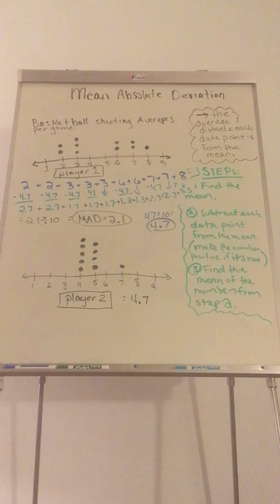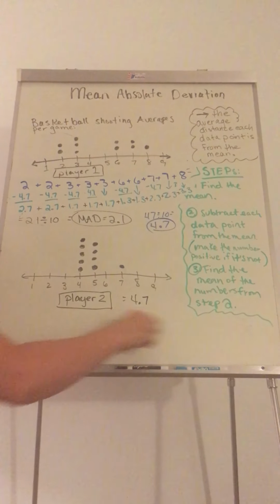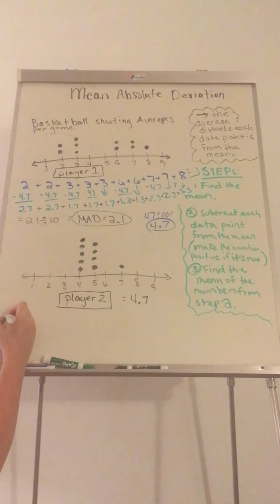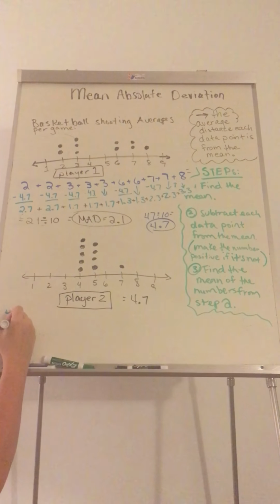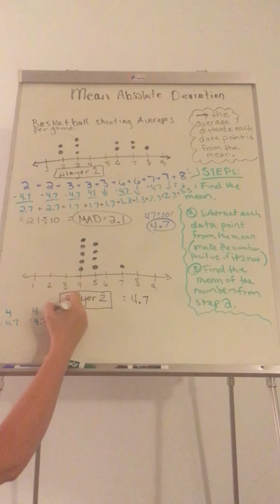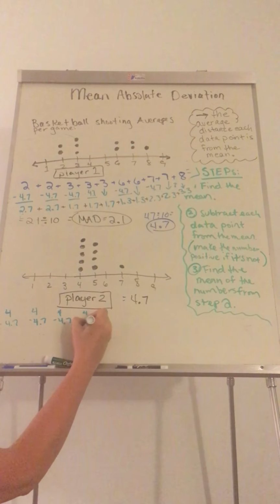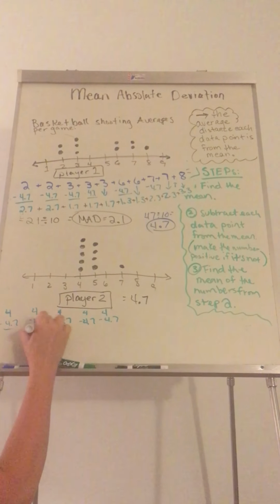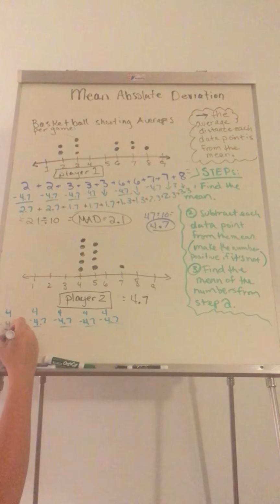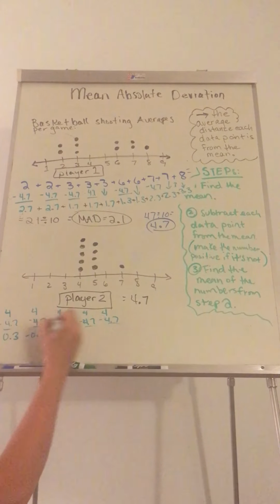Okay? So I'm going to take, again, the mean and subtract it from each data point. So, for instance, I've got 4 as one data point, minus 4.7. Then I have 4 minus 4.7, and then 4 minus 4.7, and then 2 more 4s, minus 4.7, minus 4.7. Each of these ends up being negative 0.3, negative 0.3, negative, okay?